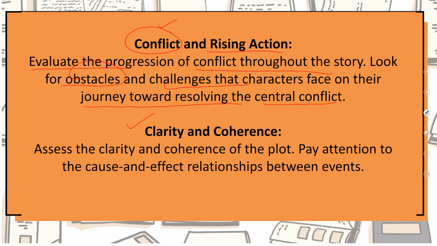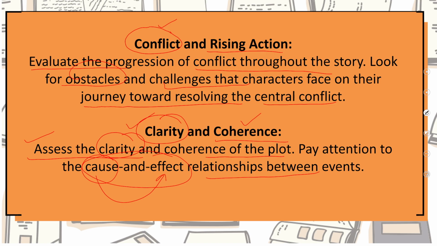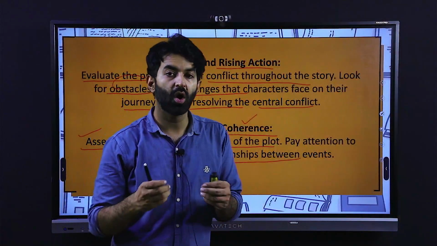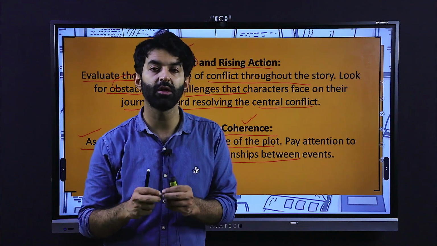Next one, we will be seeing clarity and coherence. Coherence is what we call unity, where everything is connected with everything. We have to assess the clarity and coherence of the plot. Pay attention to the cause and effect relationship between events. What cause is leading to what effect, and vice versa. The cause and effect relationship is also very much important.